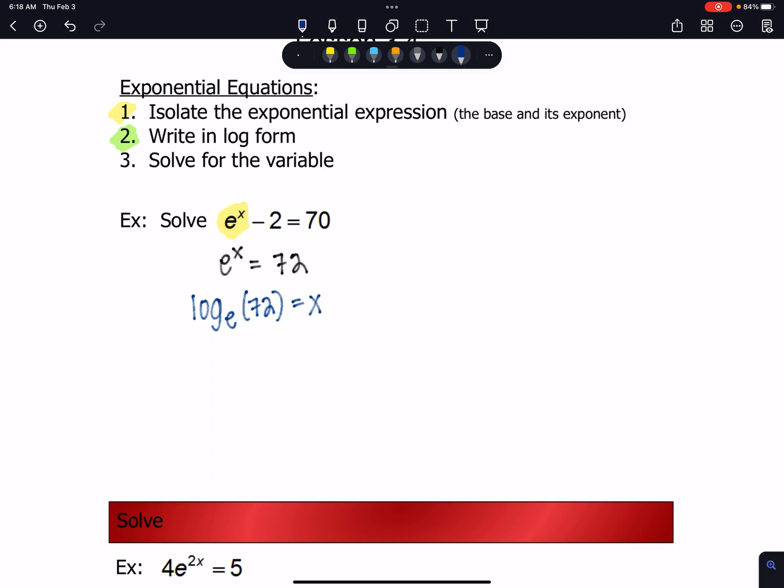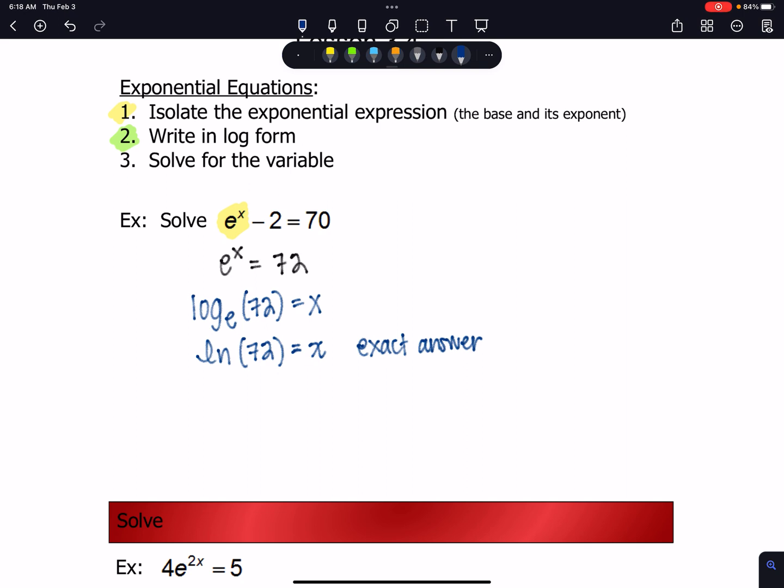And we know that log base e is the same thing as the natural log. Notice how I'm writing the argument in parentheses. I will tend to do that just to be clear on what the argument is. So we have the natural log of 72 equals x. That is called an exact answer.